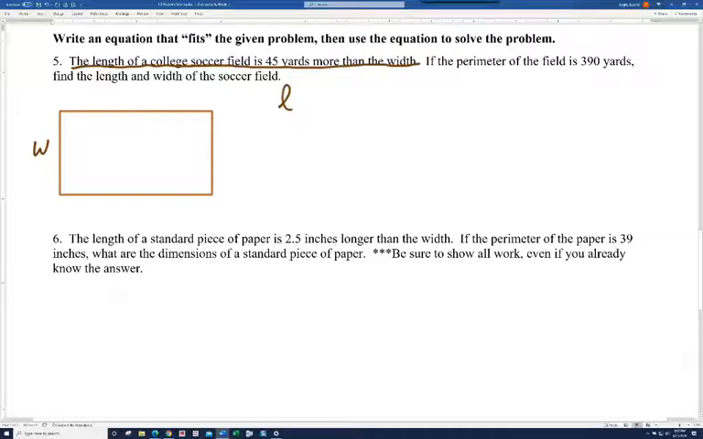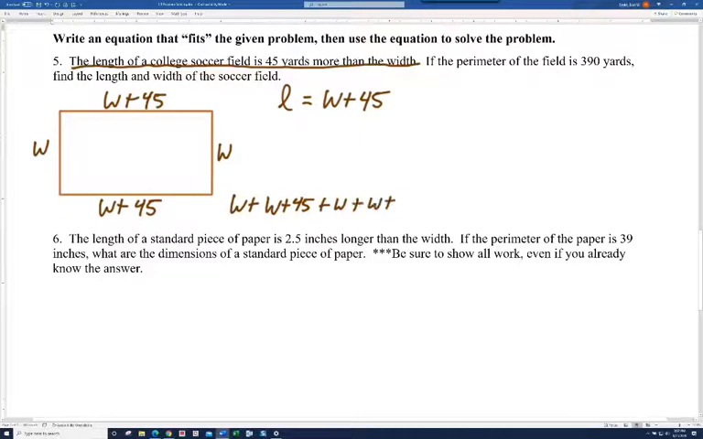Now notice here it says that the length is 45 yards more than the width. So the length equals, how do I write 45 more than the width? Well, that would be W plus 45, and so that's my length. Notice I have two lengths and two widths, and so really I could just add these up: W plus 45 plus another W plus another W plus 45. Remember, perimeter, we're just adding the four outside lengths here, and that's equal to 390.